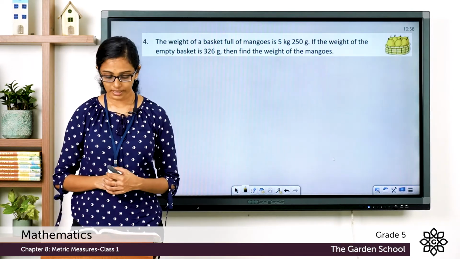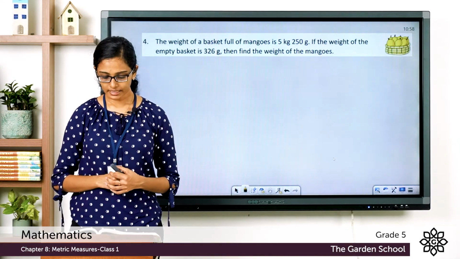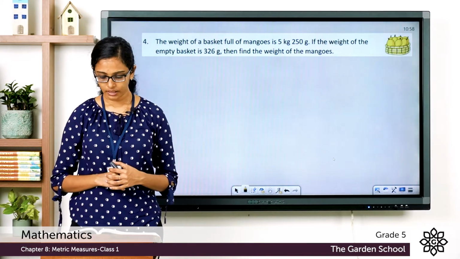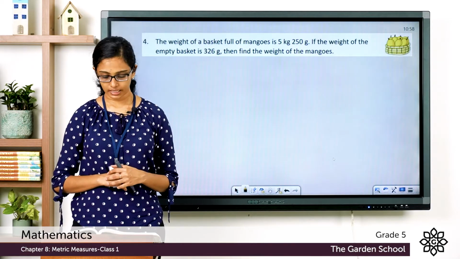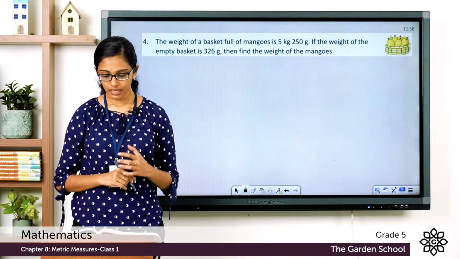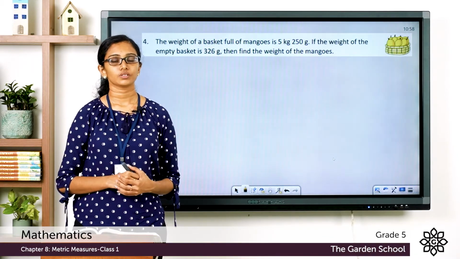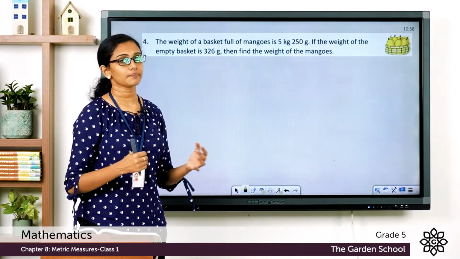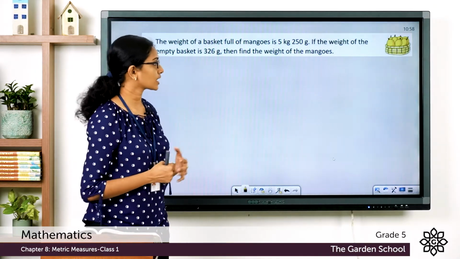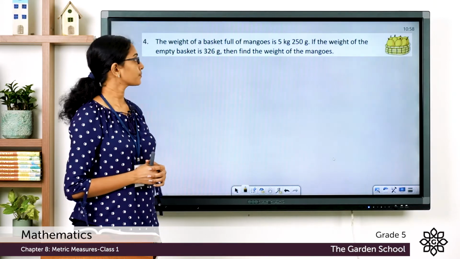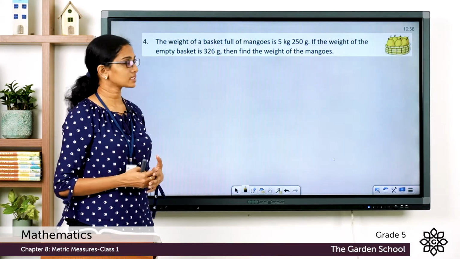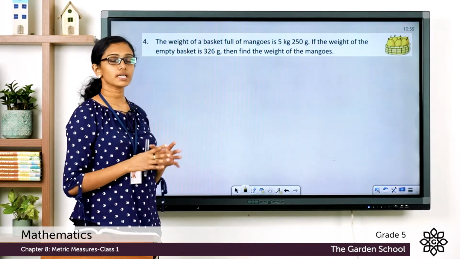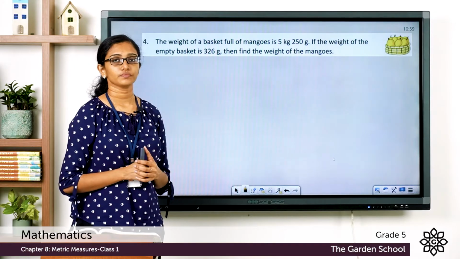Now let's see the next one, question number 4. The weight of a basket full of mangoes is 5 kilogram 250 gram. If the weight of the empty basket is 326 gram, then find the weight of the mangoes. So what you are given in the question? You are given the weight of a basket with mangoes in it. And what is it? It is 5 kilogram 250 gram in weight. And what is the weight of the empty basket? It is just 326 gram. You have to find out what is the weight of the mangoes alone without the basket.